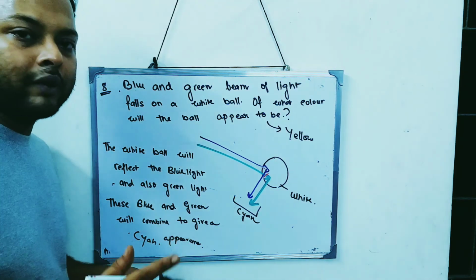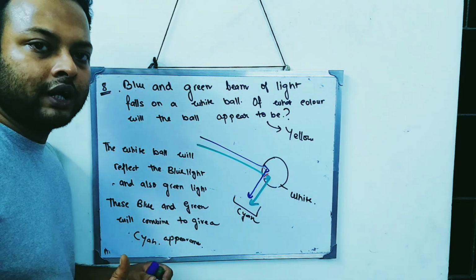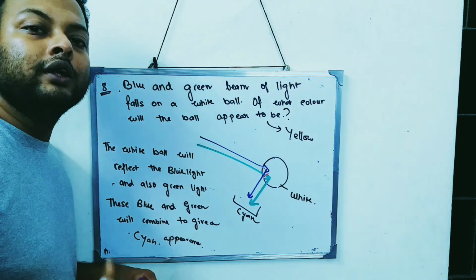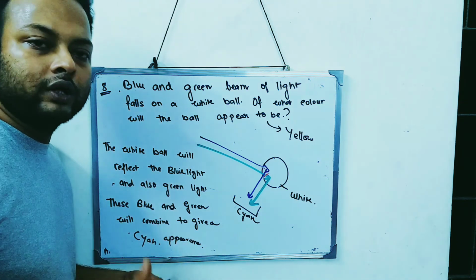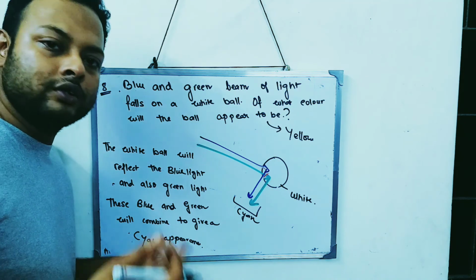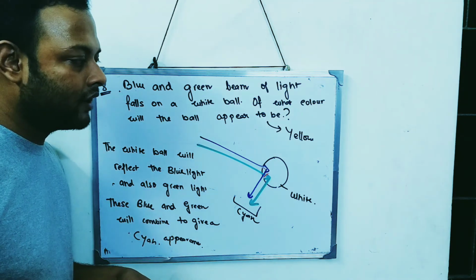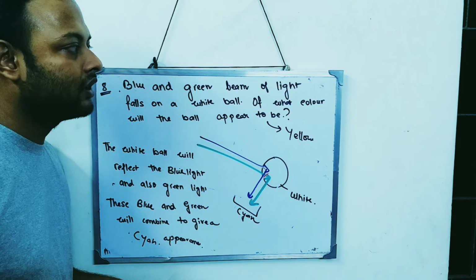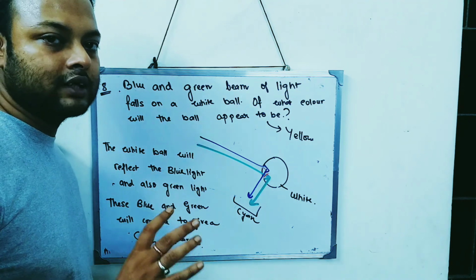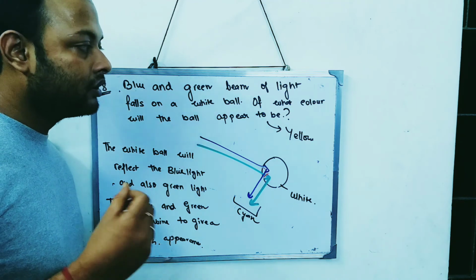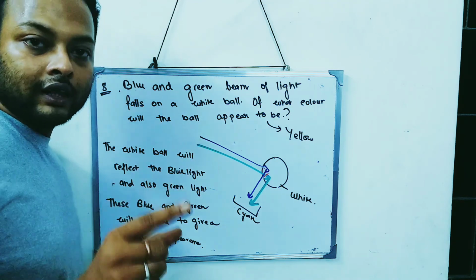So the question might change, but your logic should be correct. That white body will reflect all the colors that are incident on it. So it might be red or blue or green. So it reflects all the colors, and as per the question, you can give your answer. So I hope I discussed all the questions regarding the color subtraction. Now we will deal with the color mixing.